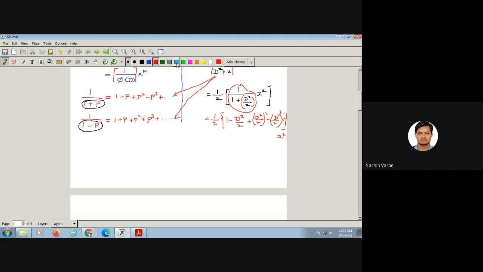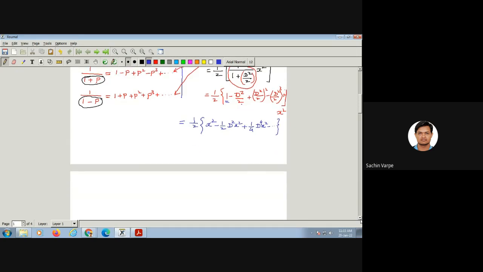Okay? So what we can do? We take this x square inside. So 1 by 2 times 1 into x square, minus 1 by 2 into d square of x square, plus d square square is 1 by 4 d raised to 4 of x square, minus and so on.